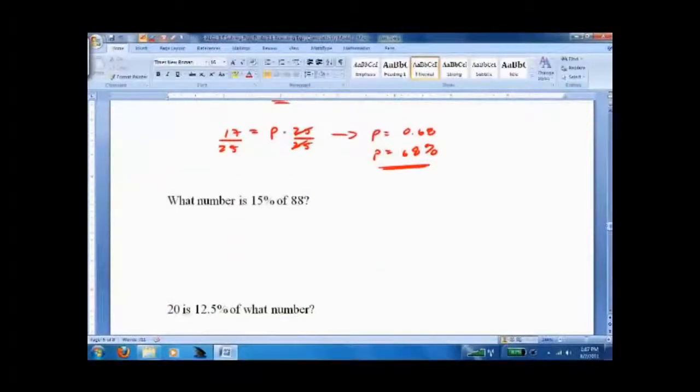And now it's just practice. What number is 15% of 88? So that has a percent in it, so that's my P value. Of, so that's my B value. And we've got A equals P% times B. So it's pretty straightforward from there. A equals 0.15 times 88. Gonna need a calculator fairly often in this unit. We get A equals 13.2.